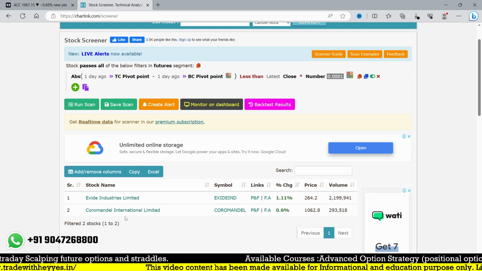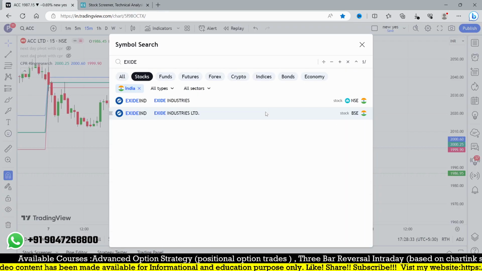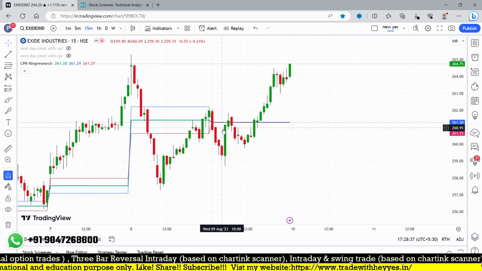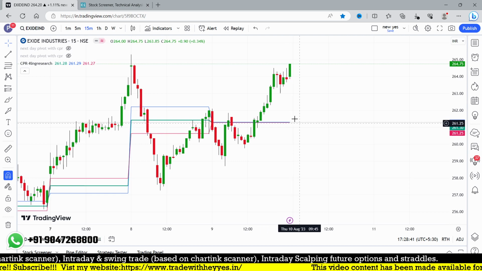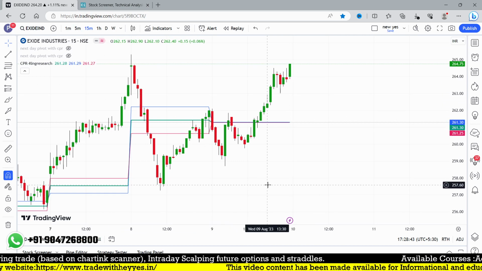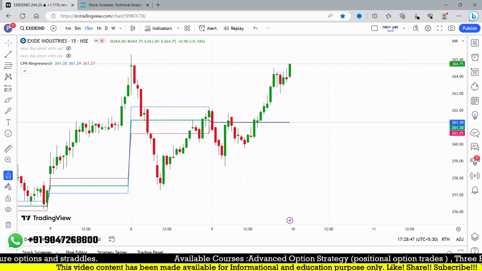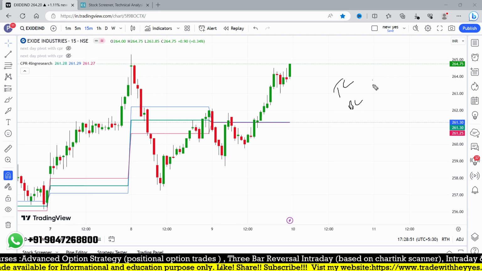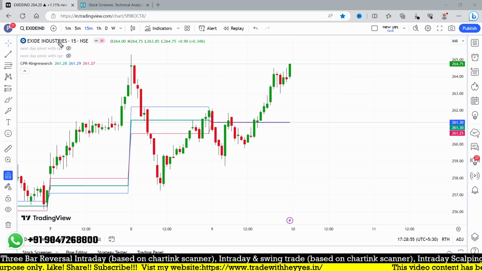very few, Coromandel and XI. If you are using this side, you can see there is a very tight range. Yesterday it gave you such a big move, and now it is very huge, just about 5 paisa. You can look at the gap between TC and BC for that particular stock, the gap is 0.05, very tight in range. Hope you understood.